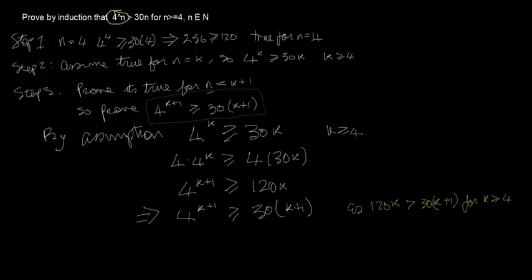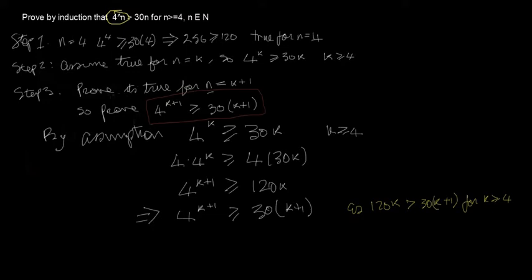Step 2, the assumption. We assume that it's true for n equal to k. So we're assuming that 4 to the power of k is greater than 30k. Again, be careful. We have to say that k is greater than or equal to 4, the same as n is greater than or equal to 4.